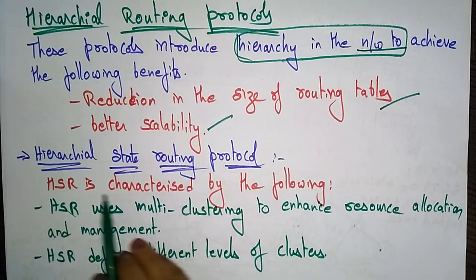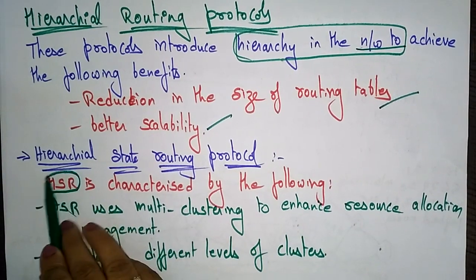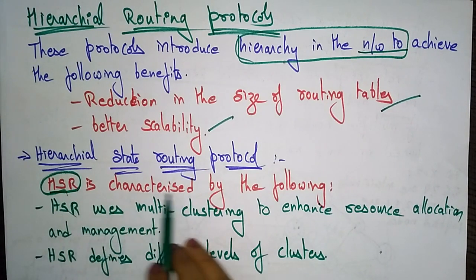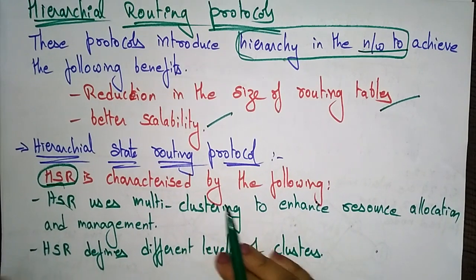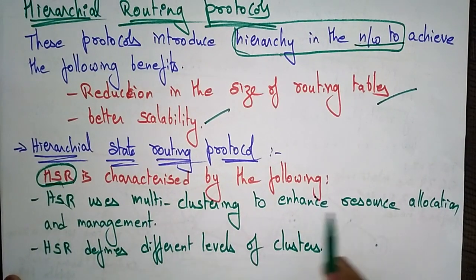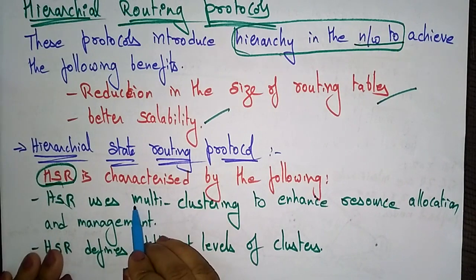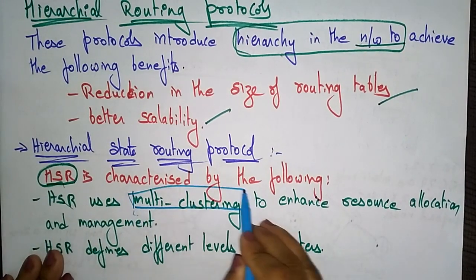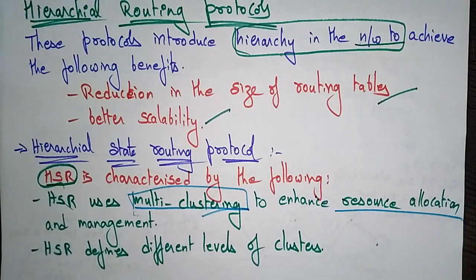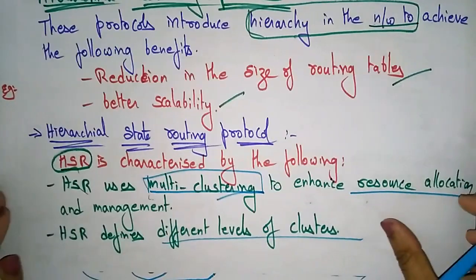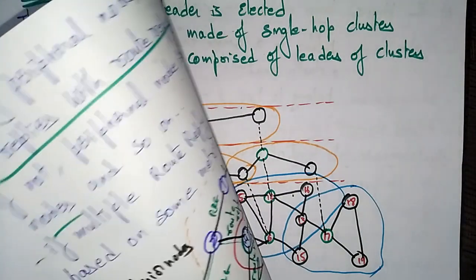Hierarchical state routing protocol, which you call HSR, is an example of this routing protocol. This protocol is characterized by the following. HSR uses multi-clustering to enhance resource allocation and management. So why is it using multi-clustering? To enhance the resource allocation and management. The hierarchical state routing defines different levels of clusters.